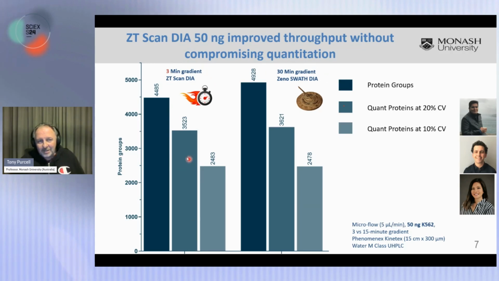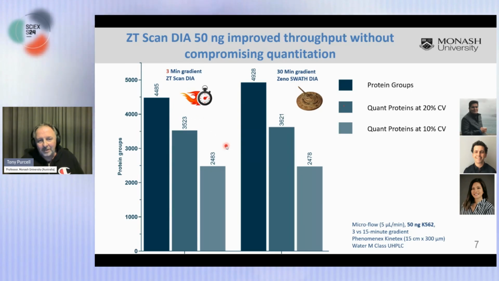And what you can see is that even with a tenfold reduction in gradient time separation, we're able to maintain essentially the same sort of quantitative information. So here we're able to improve our throughput without compromising the quantitative output of the experiment.